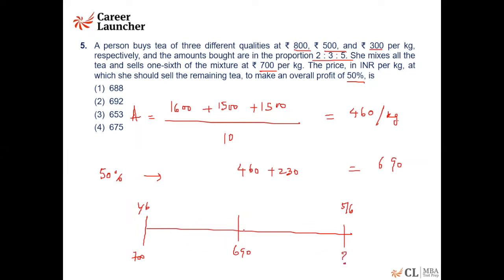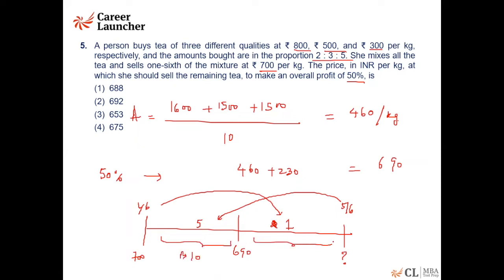So this ratio to this ratio, this will be 5:1 on the number line, which implies that if 5 parts is rupees 10, 1 part must be equal to rupees 2. So this would be equal to rupees 692. So the answer to this question is 692.